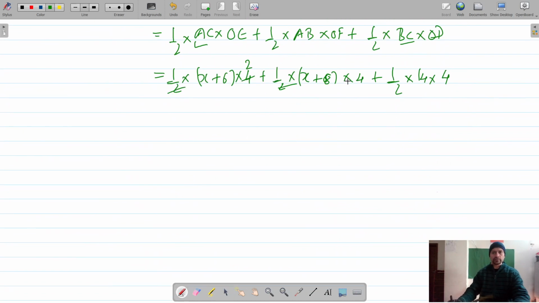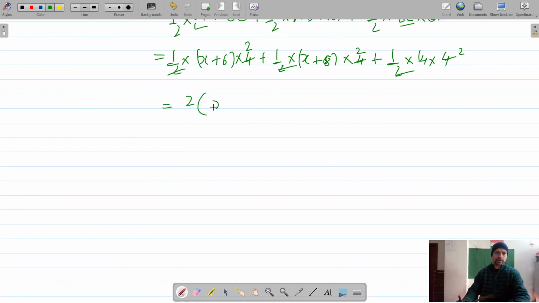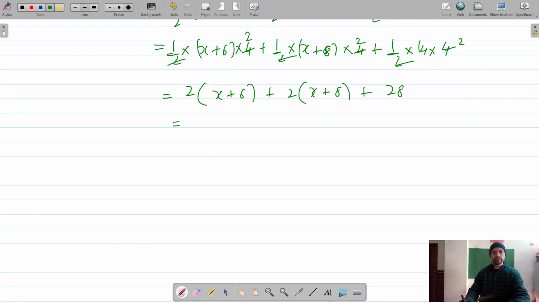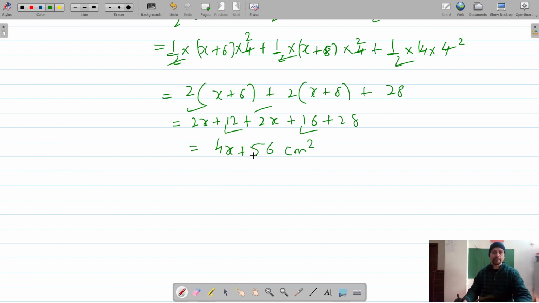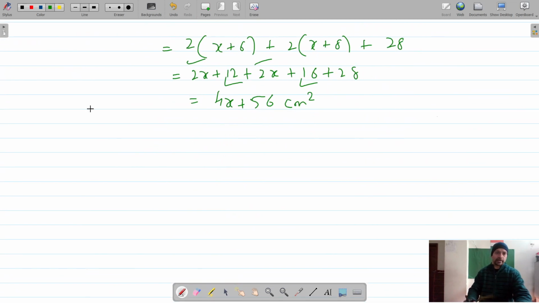So 2 2s are 4, 2 2s are 4, 2 2s are 4. And this gives me 2 into x plus 6 plus 2 into x plus 8 plus 28. So this is 2x plus 12 plus 2x plus 16 plus 28. So 2x plus 2x is 4x, and 12 plus 16 is 28. 28 plus 28 is 56, so the area of triangle ABC is 4x plus 56 centimeter square.